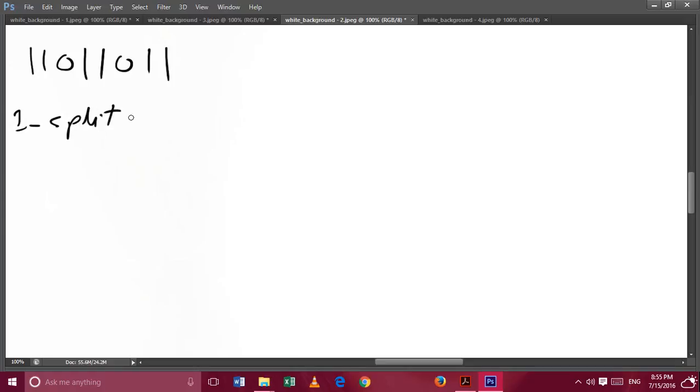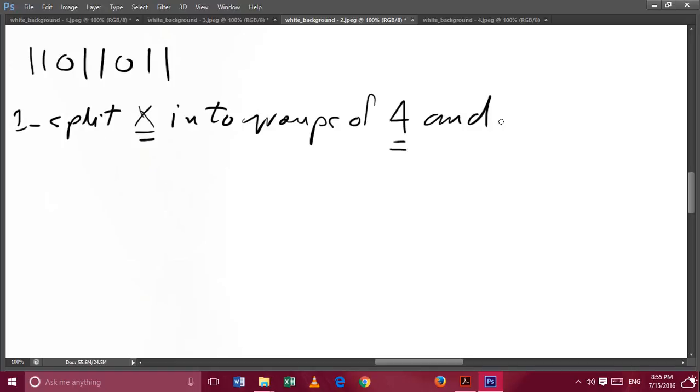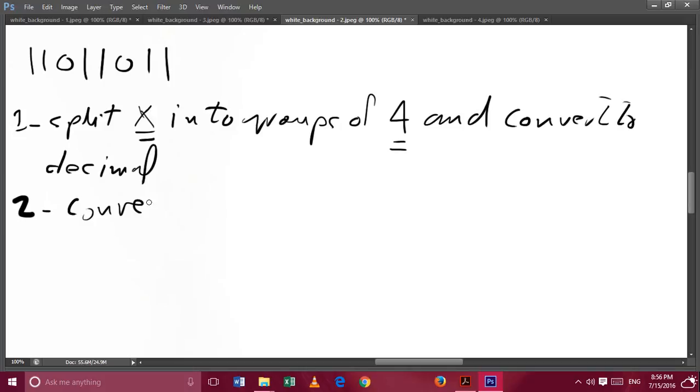One, split the number, I'm going to call it x, into groups of 4 and convert to decimal. And then convert to hexadecimal. By the way, guys, there are so many ways to do this, but I think this way is an easy one. So again, it's a two-step algorithm.